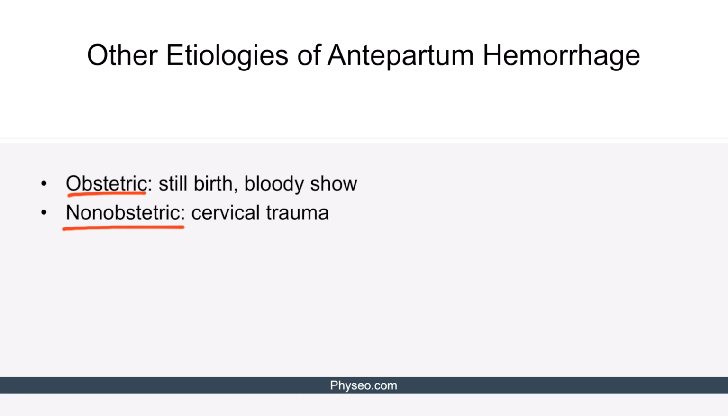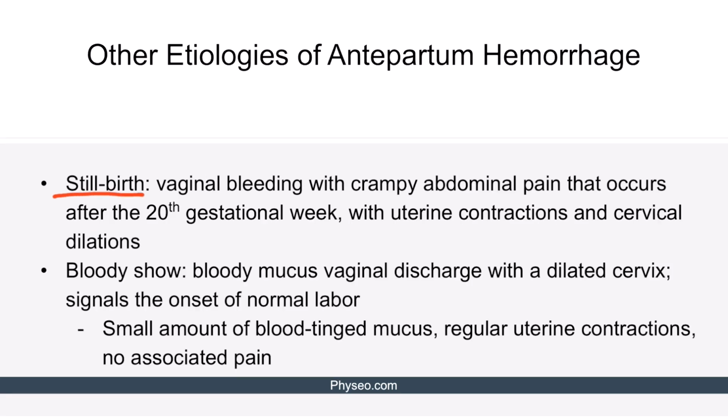Let's discuss the obstetric causes first. Stillbirth presents as vaginal bleeding with crampy abdominal pain that occurs after the 20th gestational week with uterine contractions and cervical dilations. Bloody show presents as bloody mucus vaginal discharge with a dilated cervix. This signals the onset of normal labor.